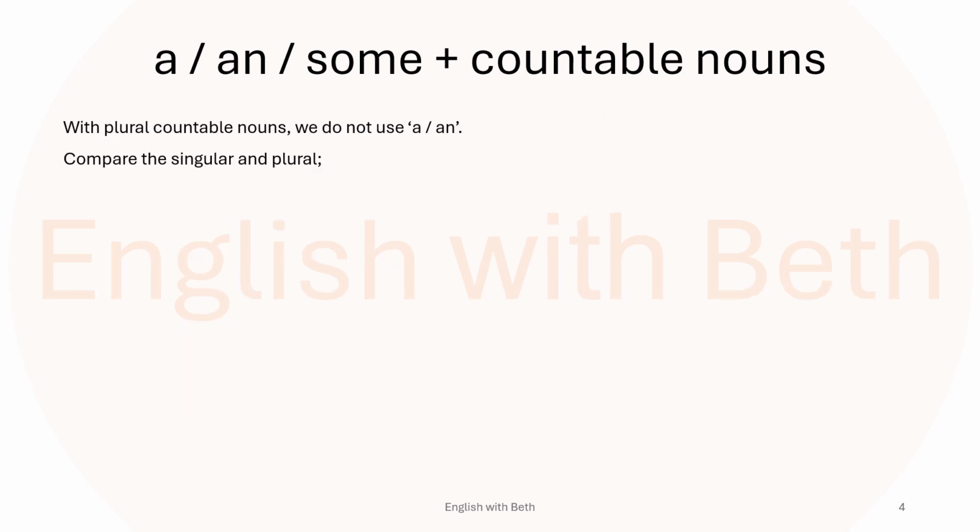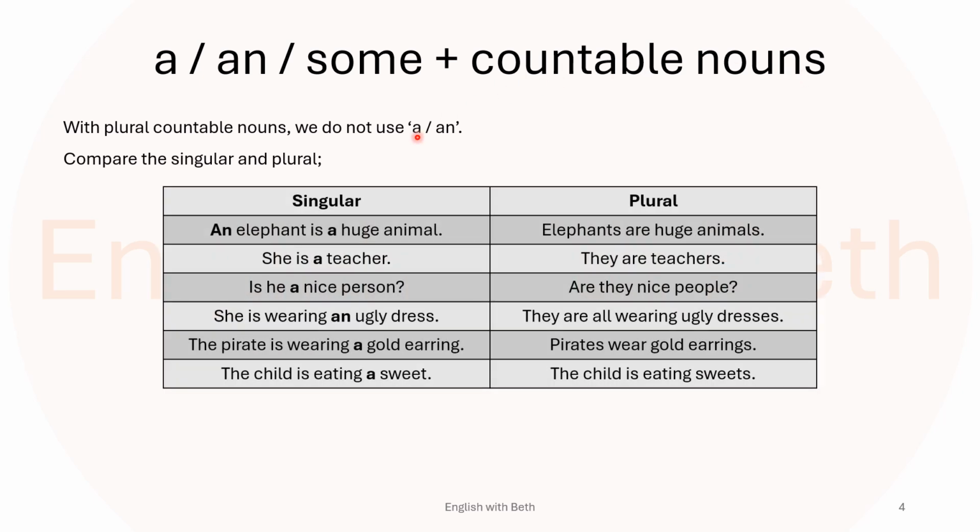With plural countable nouns, we do not use a or an. Compare the singular and plural here. So singular, an elephant is a huge animal. And plural, elephants are huge animals. So here we have an elephant, because that's singular, and a huge animal, because that's also singular. Here, both nouns are plural, so there are no articles.